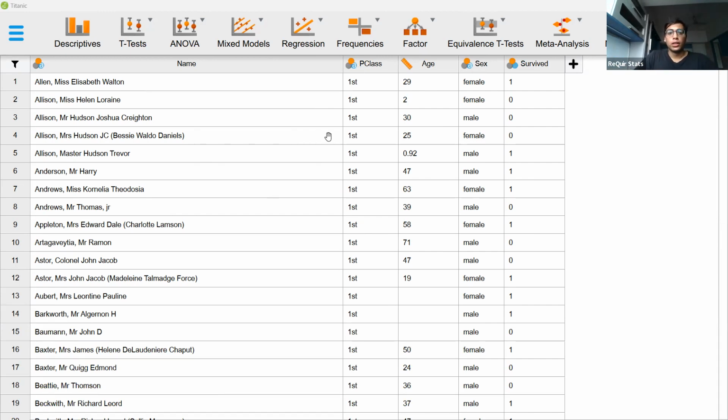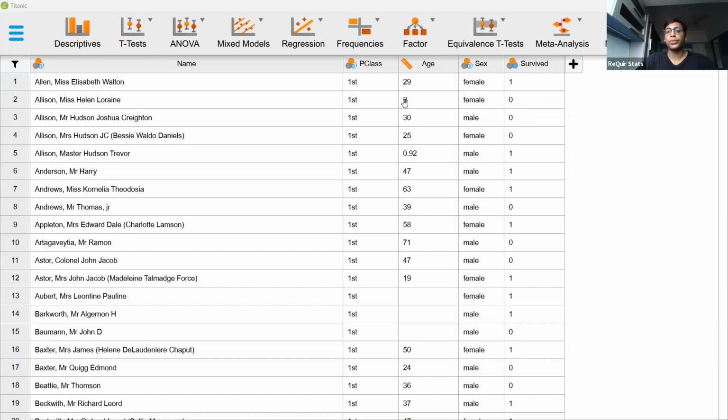Okay. I hope that you have opened this data set, and let me explain it to you. Obviously this column indicates the name. This data set is basically the outcome of the passengers on the Titanic, those who survived and those who did not. So 1 indicates survival and 0 indicates that they died.